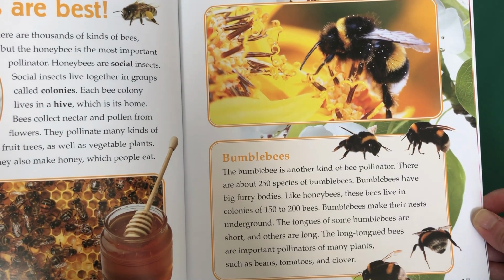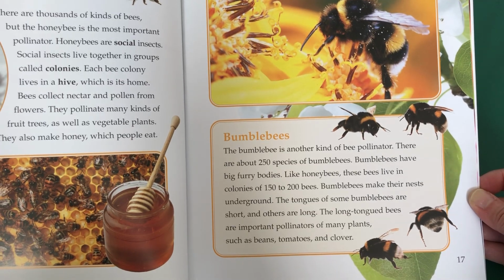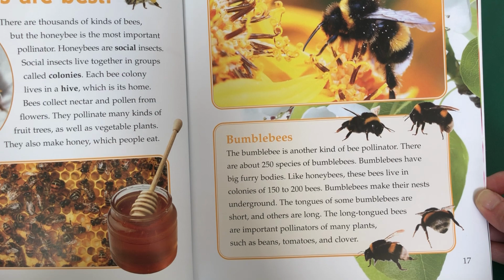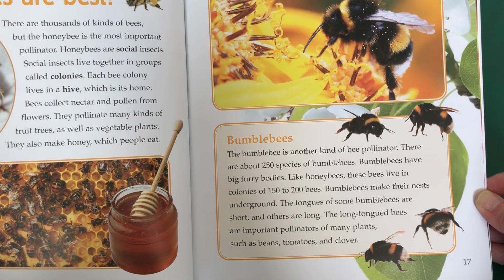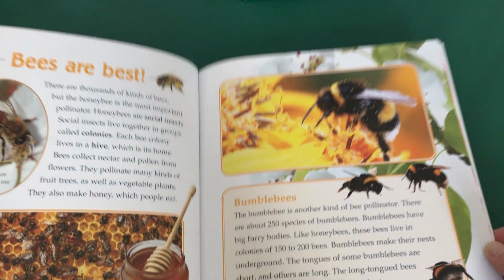Bumblebees make their nests underground. The tongues of some bumblebees are short and others are long. The long-tongued bees are important pollinators of many plants such as beans, tomatoes, and clover.